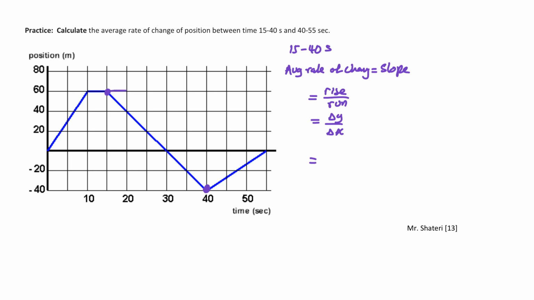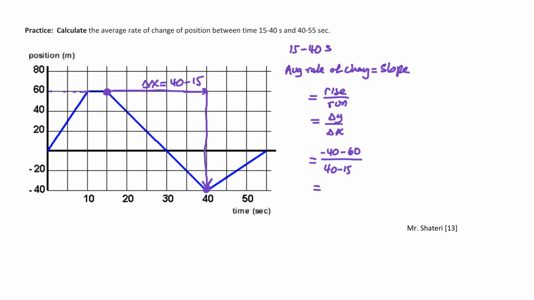So we can also think about it this way. So the change in x is, we have 40 seconds at the end, and we start with 15. So actually, I'll write it out here. So 40 minus 15. And from here to here, our final value is negative 40 meters for our position. And our initial one here, I was at a y value of 60. So I will do that.